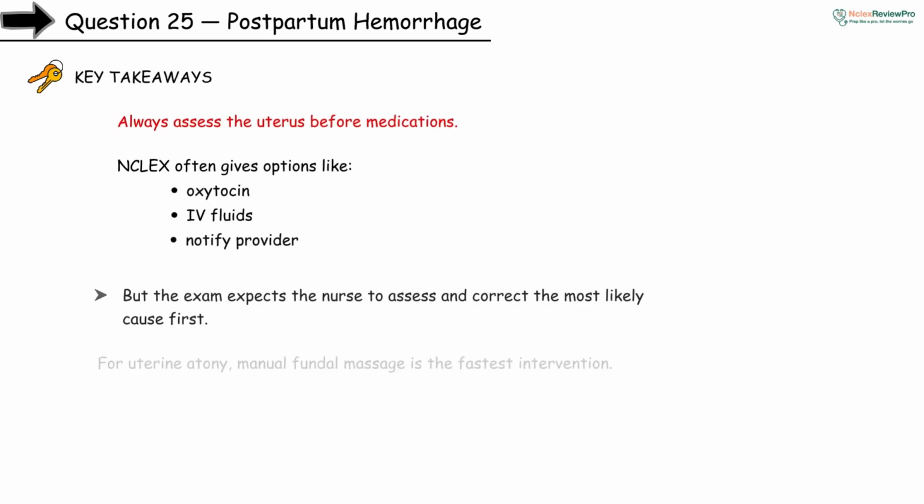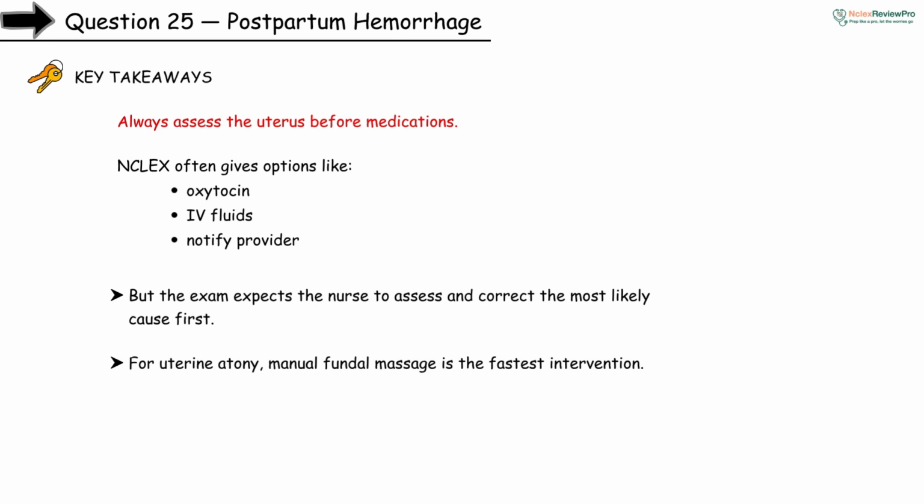So the key takeaway here is this. Postpartum hemorrhage is most commonly caused by uterine atony, and when the uterus is boggy, the priority intervention is immediate fundal massage to restore uterine tone and reduce bleeding, before moving on to medications and provider notification. And recognizing this pattern quickly is essential for both exam success and patient safety. Now let's move forward as we complete this section on obstetric emergencies.